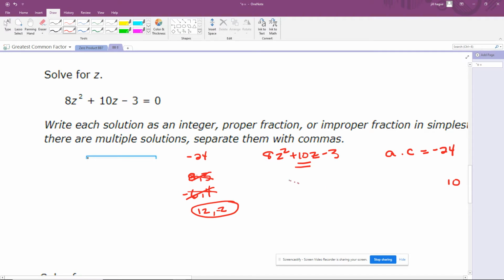So now I have to rewrite this, right? We have it equal to 0. We have to rewrite it, factor it, and group it. So we have 8z squared. Instead of the 10z, I now write plus 12z minus 2z minus 3 equals 0. Group it.